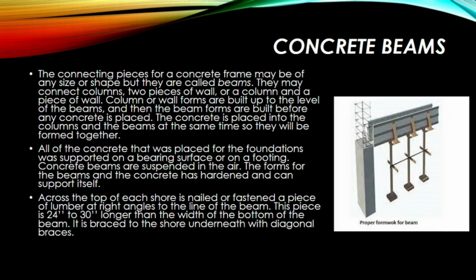All of the concrete that was placed for the foundation was supported on a bearing surface or on a footing. Concrete beams are suspended in the air. The forms for the beams must support the concrete until it has hardened and can support itself. Across the top of each shore is nailed or fastened a piece of lumber at right angles to the line of the beam. This piece is 24 inches to 30 inches longer than the width of the bottom of the beam. It is braced to the shore underneath with diagonal braces.